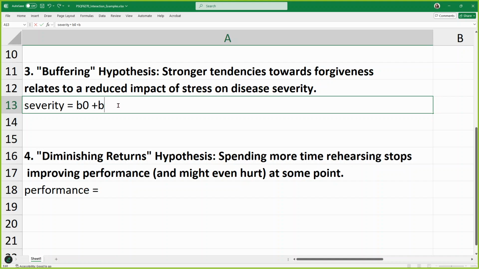Yep. What's first? Stress. What's next? Forgiveness. Yep, forgiveness. Abbreviate that. And then we need the interaction term, right? Because otherwise this just says stress matters and forgiveness matters. Doesn't answer the question.